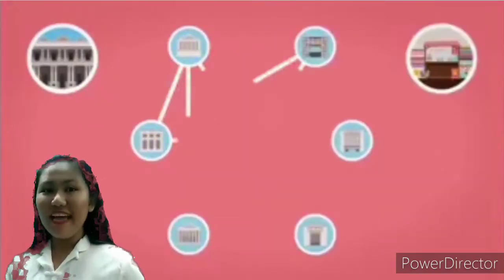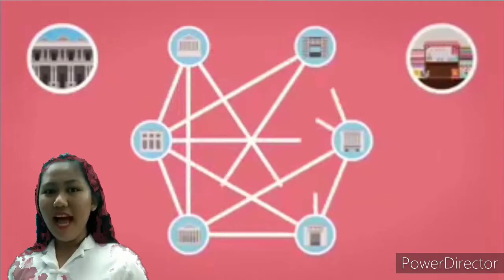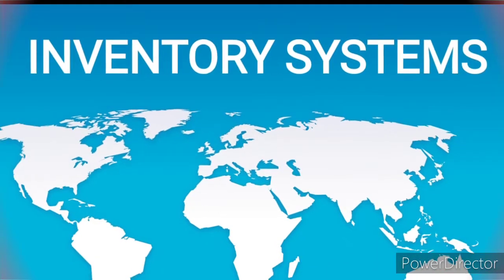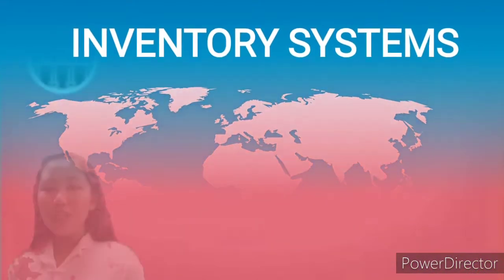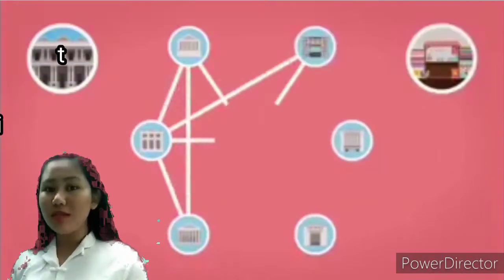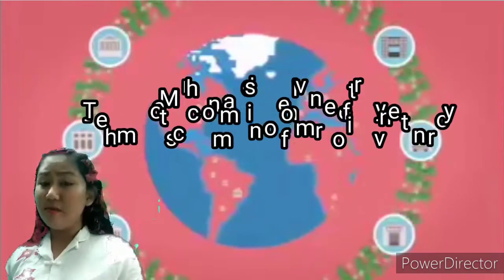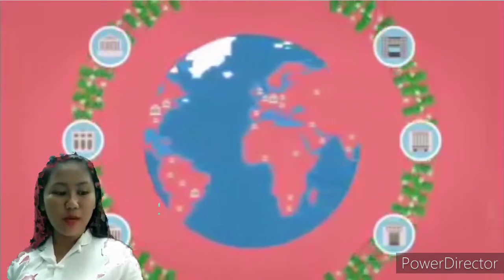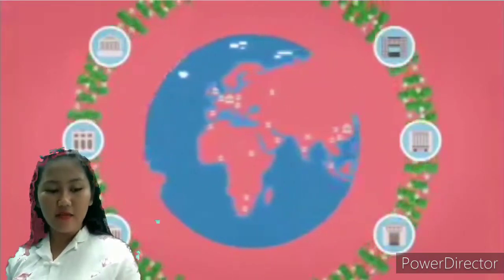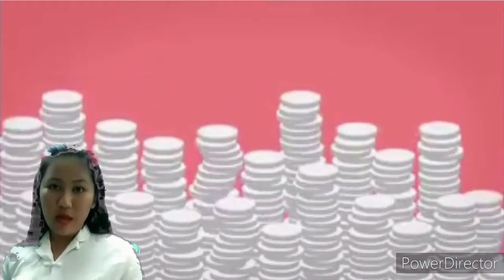Hey everyone, I am Lemmy F. Balsamo. Now, let's talk about merchandising inventory system. Merchandise inventory is the most common form of inventory that everyone knows. In simple words, it is the inventory that a company has in hand for sale at a given time.